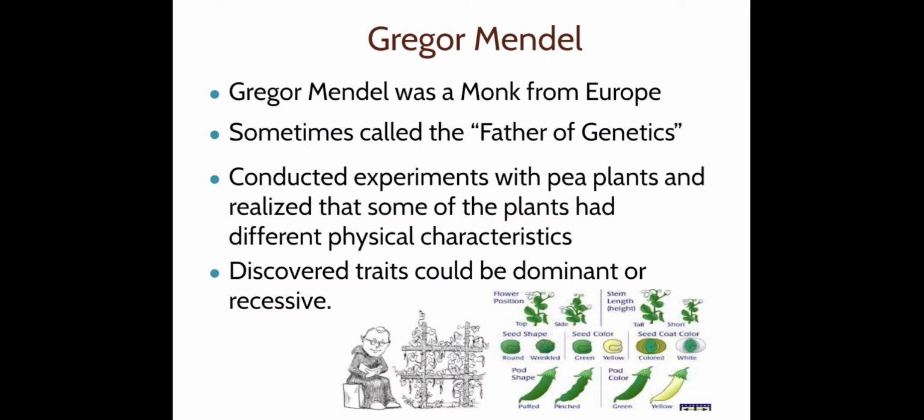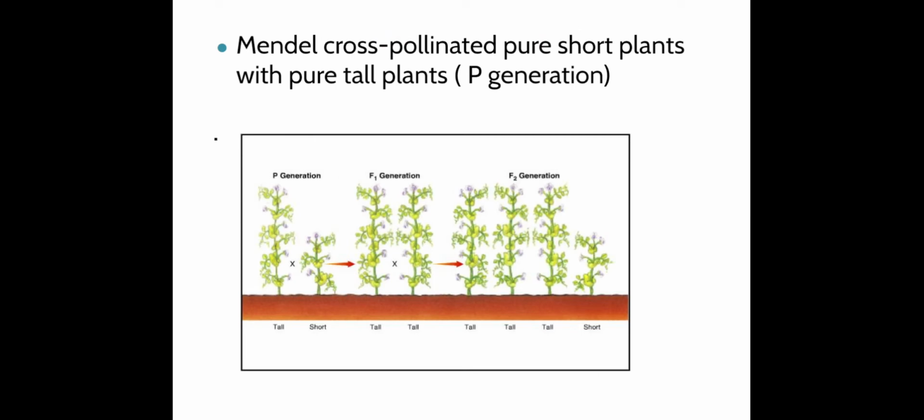A quick review, Gregor Mendel was a monk who lived in Europe. They sometimes call him the father of genetics because he conducted experiments with pea plants and found out that there are characteristics that are being passed from parents to offspring. He found out that the traits can be dominant or recessive, and he found that out by crossing these pea plants. He took a pure tall, which means it has two tall traits for the dominant trait, and a pure short plant, which would be two recessive traits.